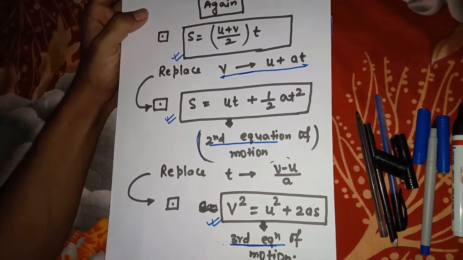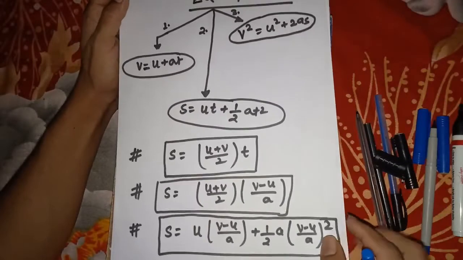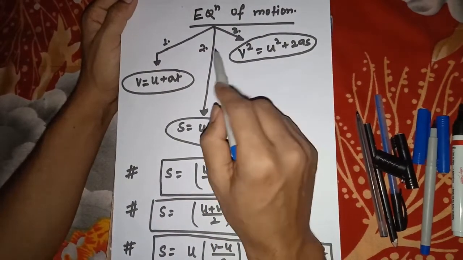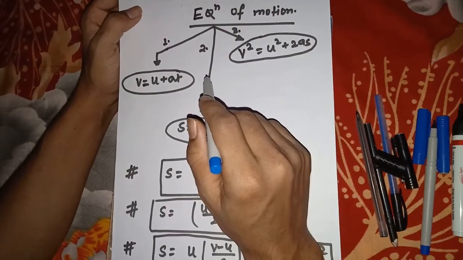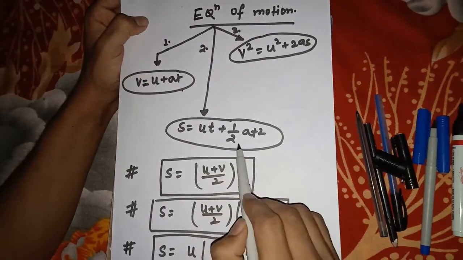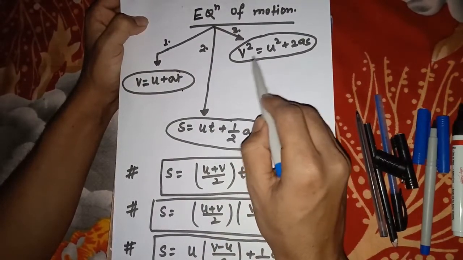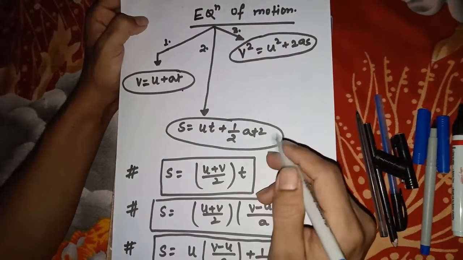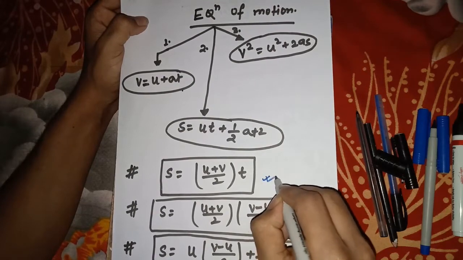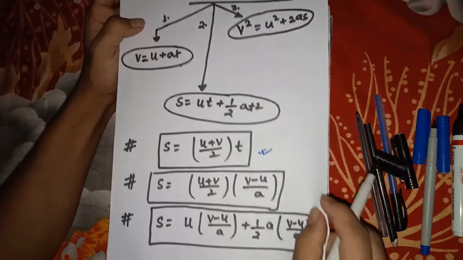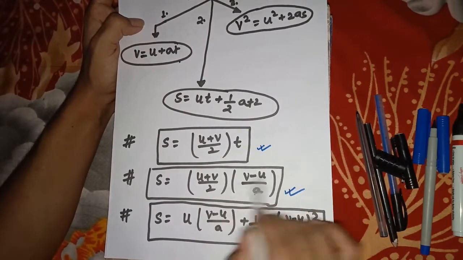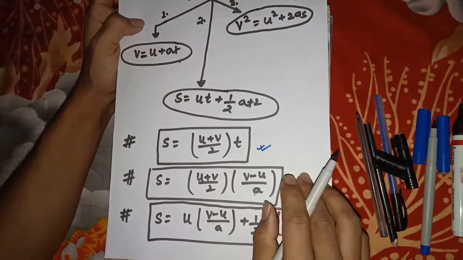So I give you an overview of the equations of motion we have derived in this lecture. There are three popularly known equations of motion: first, v is equal to u plus at; second, s equal to ut plus half at square; and third, v square is equal to u square plus 2as. But there is another expression also, s is equal to (u plus v) by 2 into t, and you can replace t by (v minus u) by a. Have you got my point?